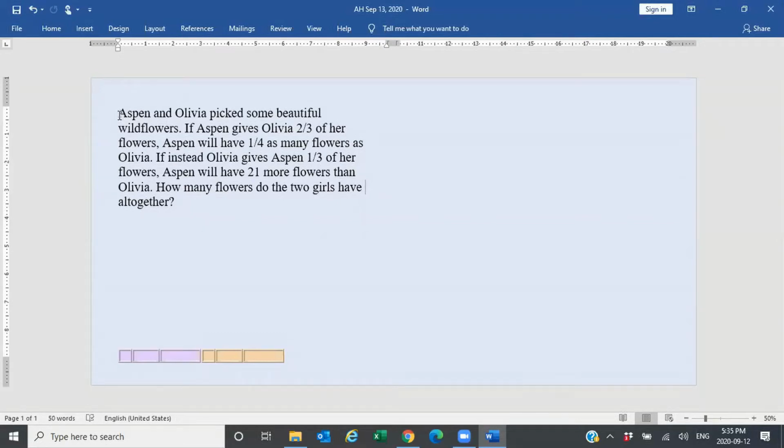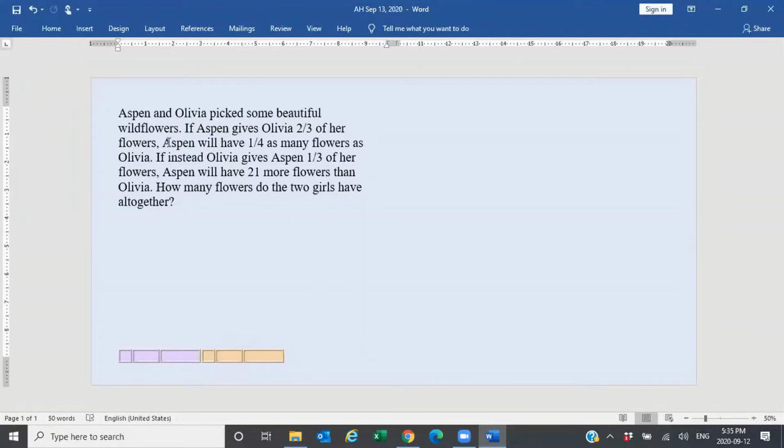Okay, so the question says, Aspen and Olivia pick some beautiful wildflowers. If Aspen gives Olivia 1/3 of her flowers, Aspen will have 1/4 as many flowers as Olivia. If instead Olivia gives Aspen 1/3 of her flowers, Aspen will have 21 more flowers than Olivia. How many flowers do the two girls have altogether?